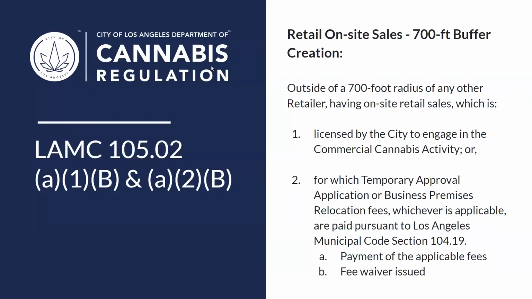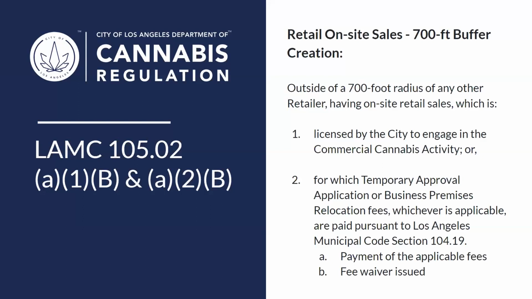And as I previously mentioned, retail storefront businesses with on-site sales are not considered a sensitive use, but they do create a 700-foot buffer from one another. The buffer is created at the earlier of when the city issues a license to engage in on-site retail sales, or when the temporary approval application or business premises relocation fees, whichever is applicable, is paid. And the payment of the applicable fees is one way to create the buffer. The other way to create the buffer would be if a fee waiver is issued to the prospective applicant.